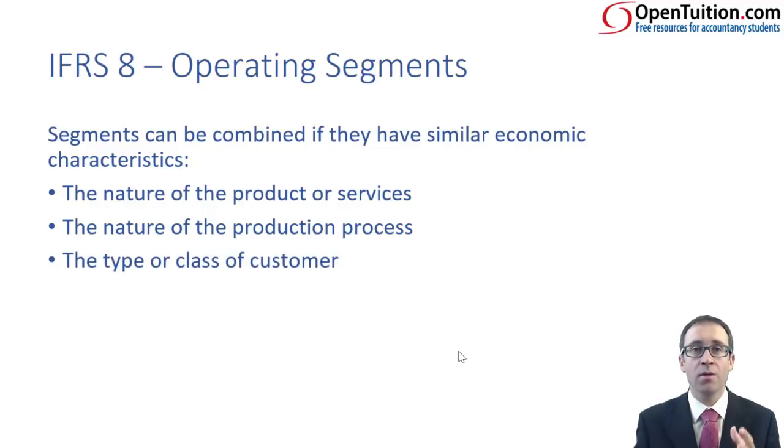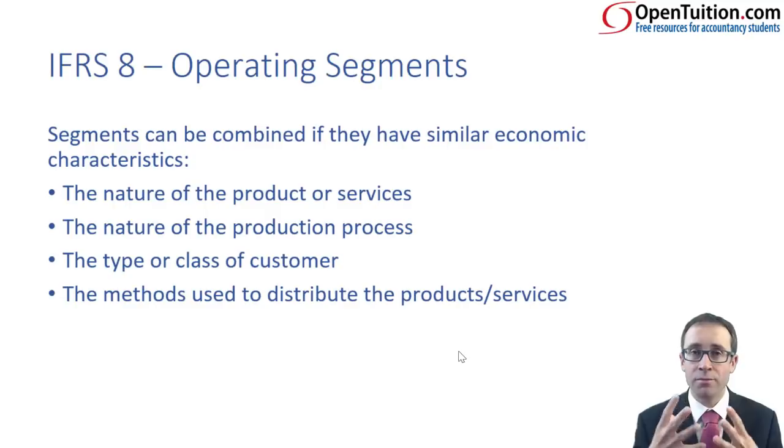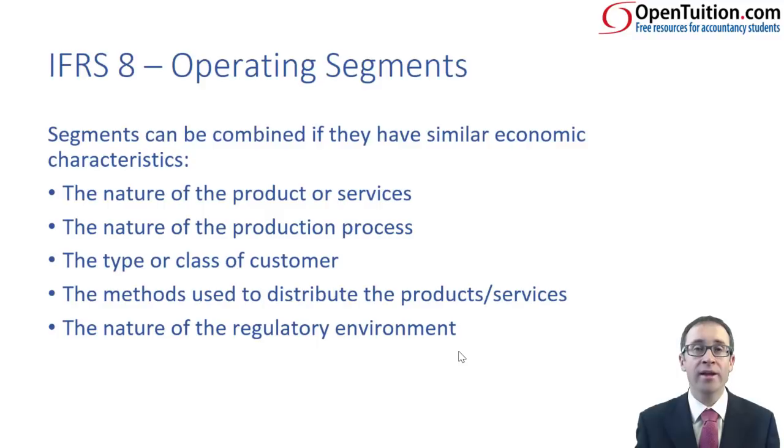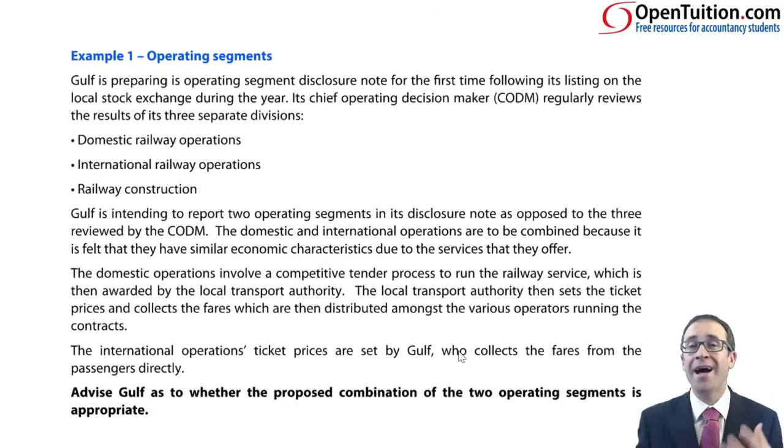Your class of customer: do you have the same type of customer using that product or service? The way in which you distribute the goods, again, has to be similar. And the regulatory environment: how are the products or the services governed overall by governments or other regulatory services? If those characteristics are similar, then we will be able to combine the segments. And this then brings us to a past exam question under P2.